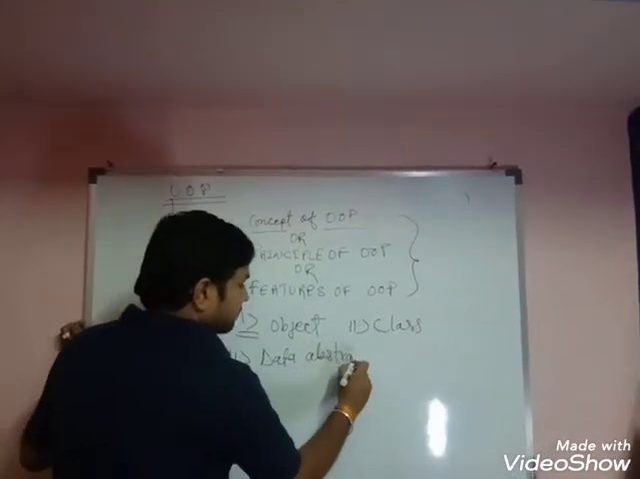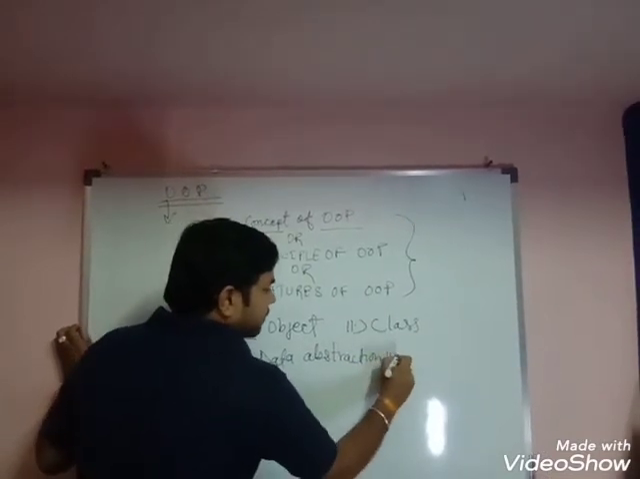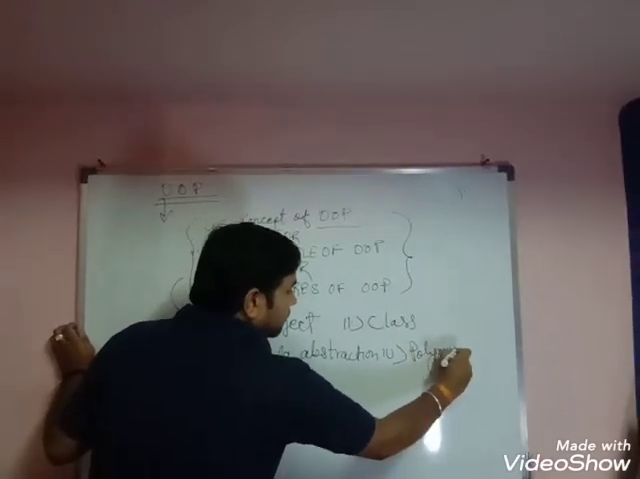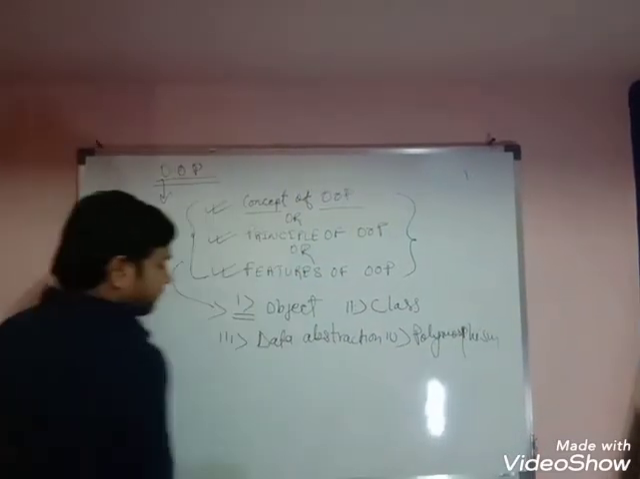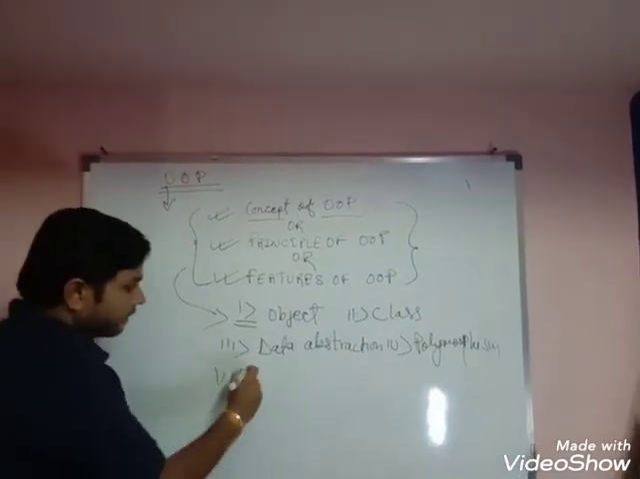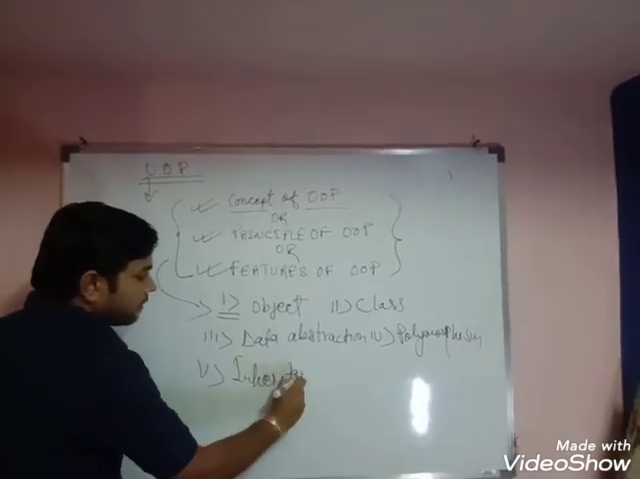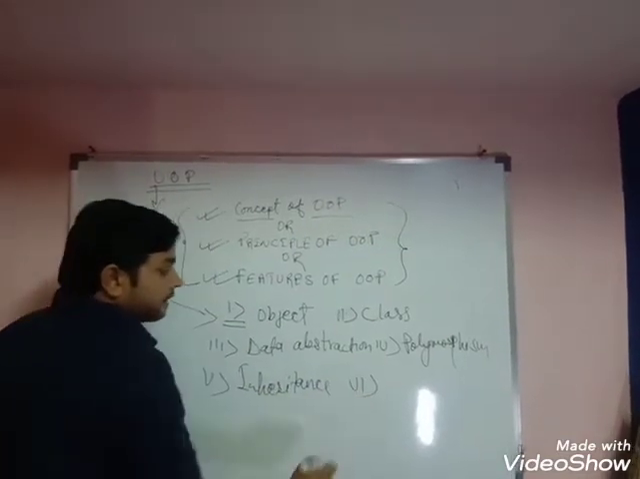third is data abstraction, fourth is polymorphism, next is inheritance, next is dynamic binding.